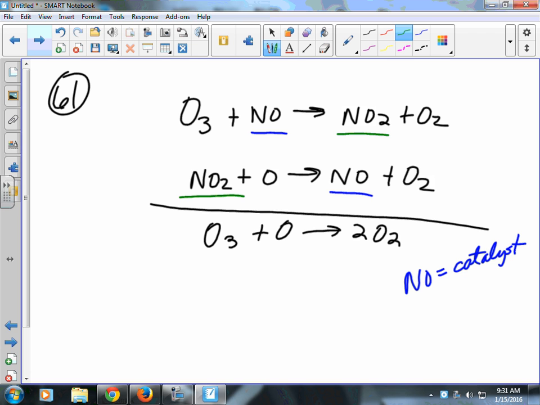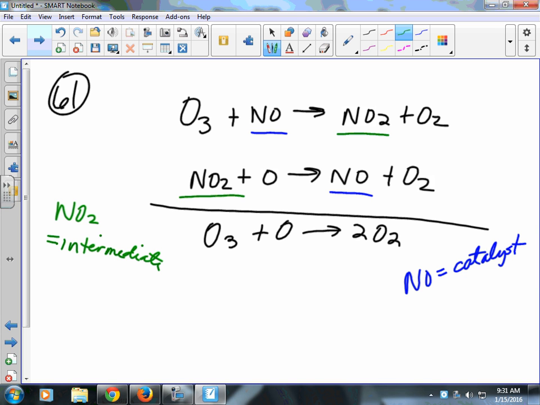They still cancel out. Yeah, they cancel. They have to cancel because they are not in the overall reaction. But do you see the difference? A catalyst starts out on the left and ends on the right. An intermediate is the opposite.